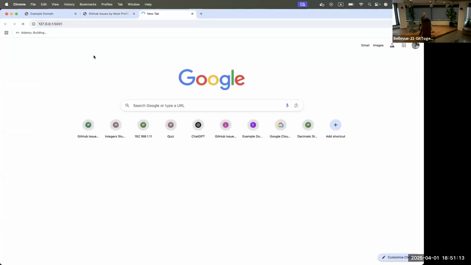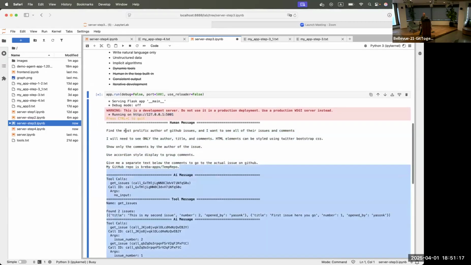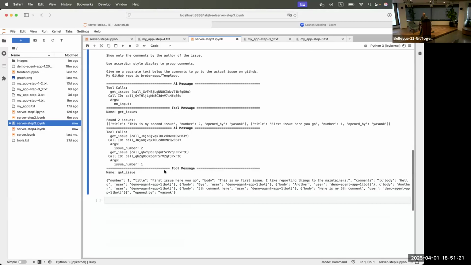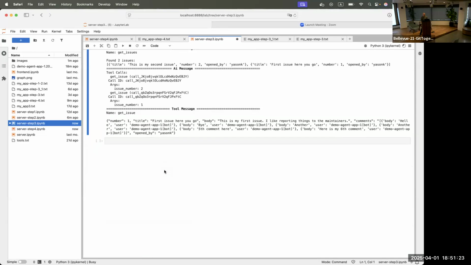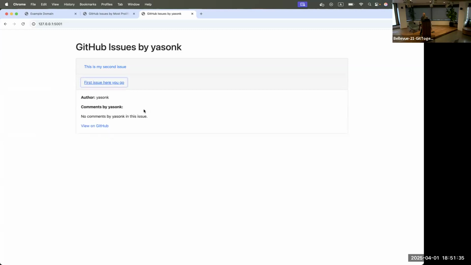Now open it in a new tab. If we look at this, we got the new prompt, and it's pretty much taking the same steps again. Now it's generating the HTML. It's taking a little longer because the prompt is longer. All right, so now we've got our issue. We only have comments by me, and the second issue is empty.